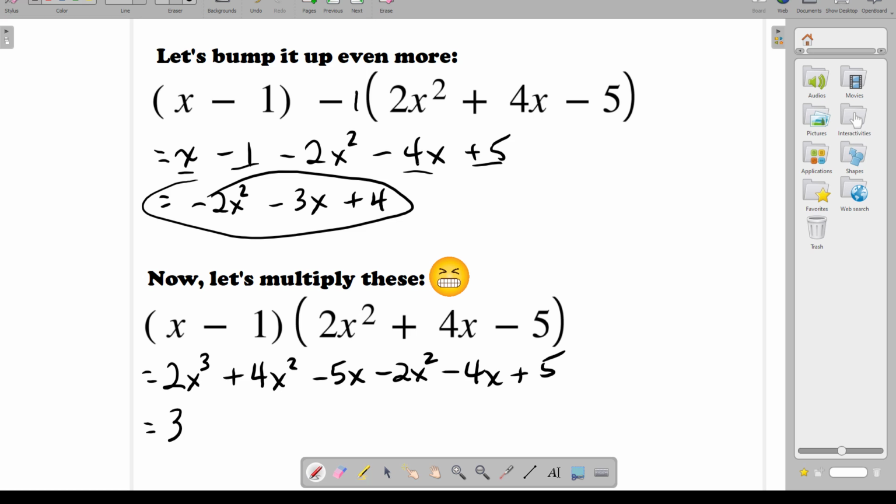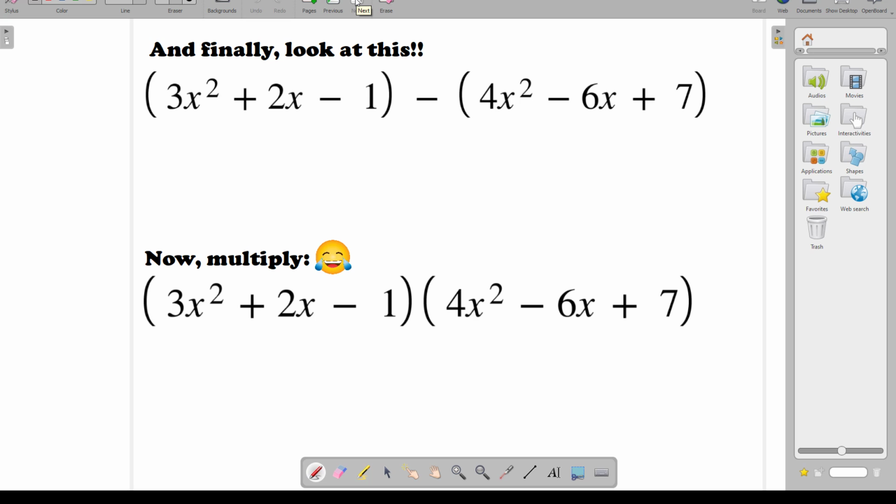Now we combine our like terms. 2x cubed. I have two squared terms, positive 4x squared, negative 2x squared is positive 2x squared. We are combining like terms. The powers don't change because we are combining like terms. We just add the coefficients. Negative 5x and negative 4x is negative 9x plus 5. So here's what we got when we added, or in this case subtracted the two expressions. Here's what we get when we multiplied the two expressions.